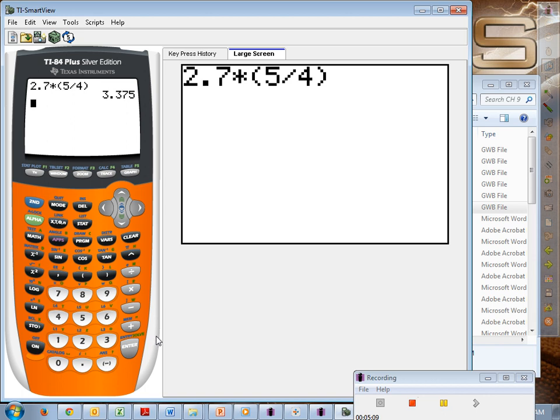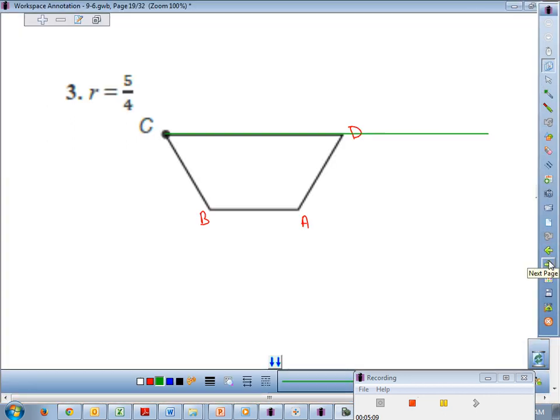Just round it to the nearest tenth, right? If these don't come out to the nearest tenth, just round it. So about 3.4, we'll just round to the nearest tenth. And then you just keep on keeping on. So there's D prime. And you do that again with A. And I'll let you do that.